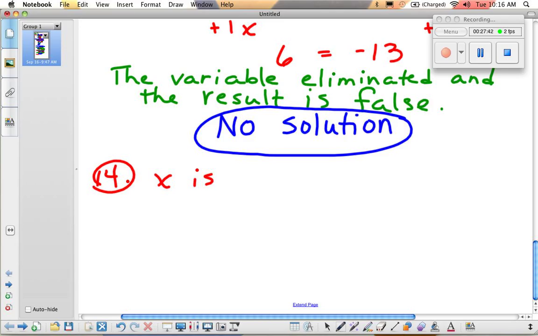I'm going to use x because I like x. What's x going to represent in this situation? What don't we know? The hours. How many hours? X is the number of hours, okay?